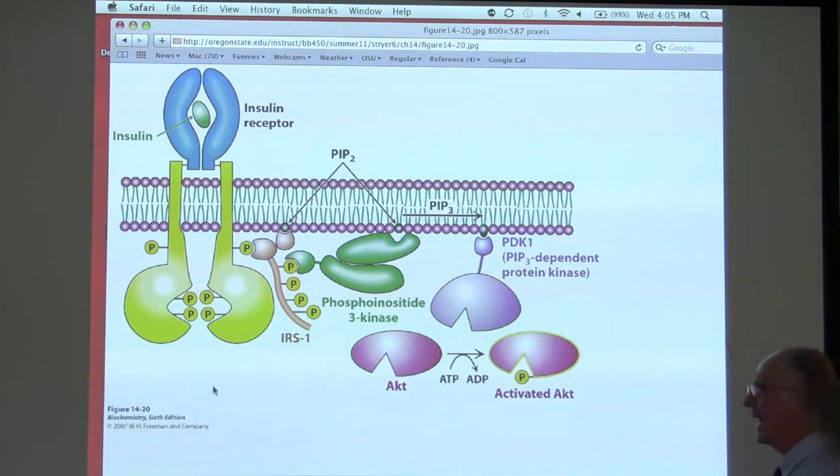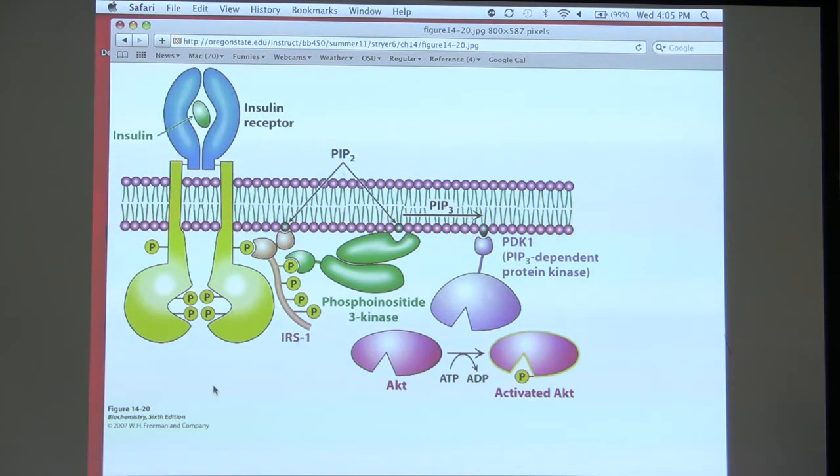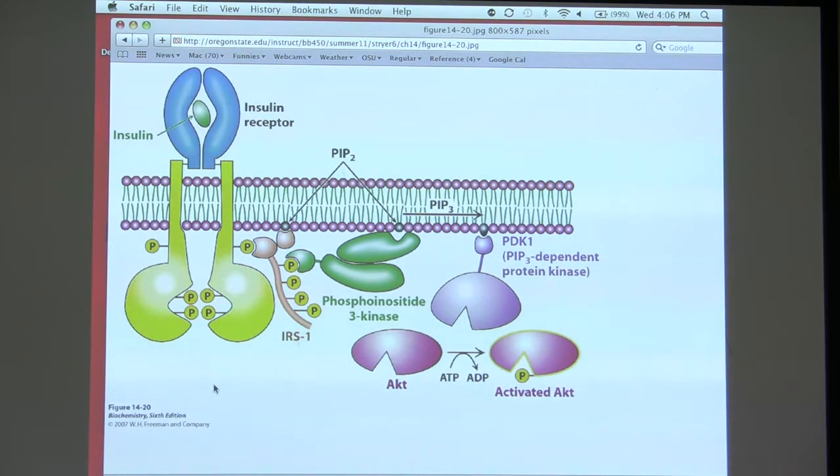PIP3 acts like a messenger for this enzyme called PDK1. PDK1 is a kinase. It's a protein kinase. And it, in turn, phosphorylates AKT to make it become active. So now we've activated another kinase. This guy down here is able to travel throughout the cell and exert its effects. Now I'm going to tell you what those effects are in a second. You'll start to see how this comes together in a second.